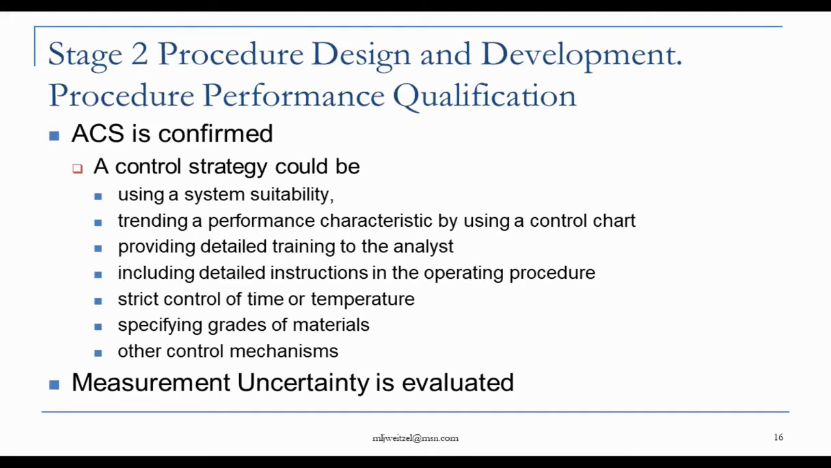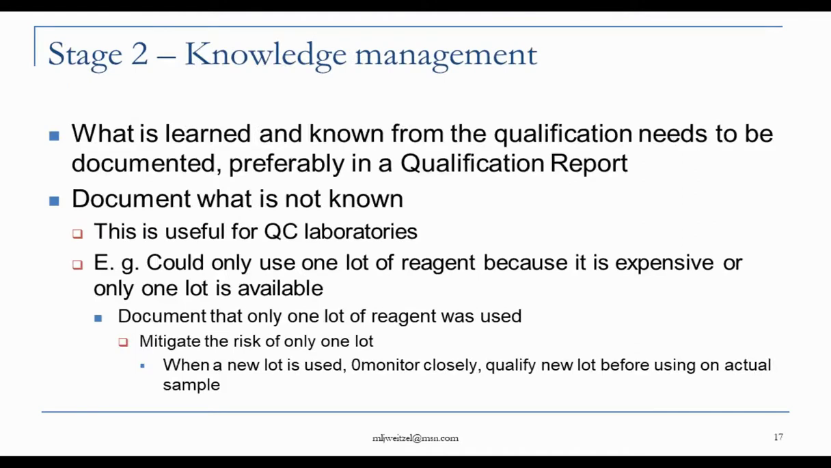In stage two, procedure performance qualification, in this performance qualification, which actually used to be called method validation, the analytical control strategy is confirmed. And control strategy could be all kinds of steps: system suitability, trending, control charting, providing detailed training to the analyst, including detailed instructions in your test method and your operating procedures, strict control of things like time or temperature, specifying grades of materials, or other control mechanisms. These are all part of the analytical control strategy that is confirmed during that performance qualification. And most importantly, the measurement uncertainty is evaluated in that qualification.